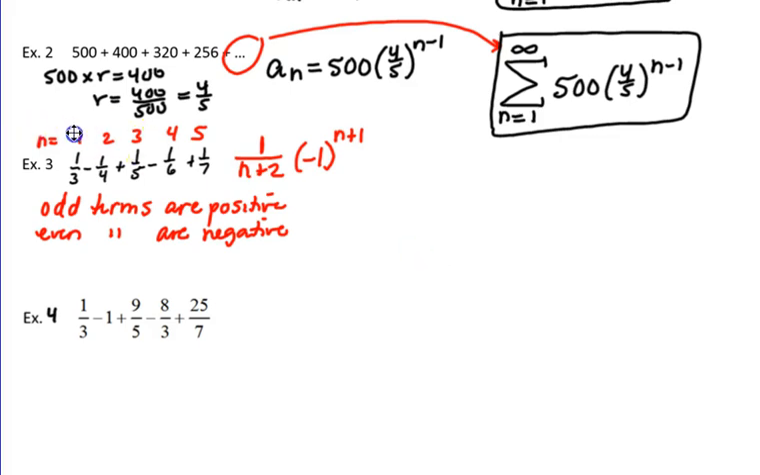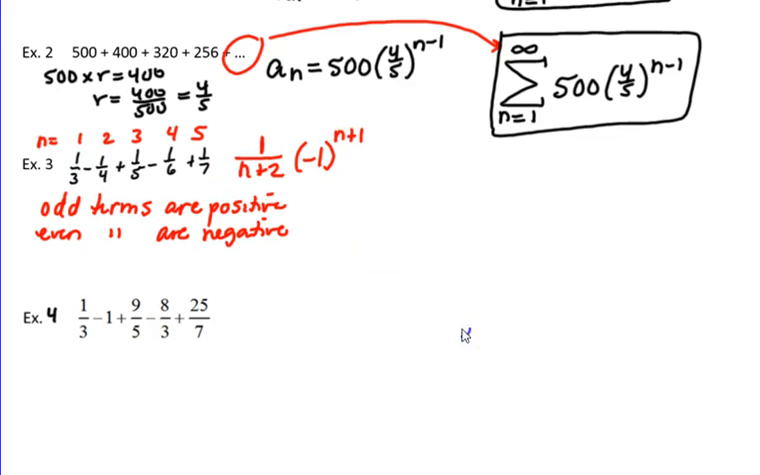So for example, when I put 1 in for n, I get -1 squared, which is positive. When I put 2 in for n, I get -1 to the third, which is a negative number, making my second term negative. So this is my term rule.